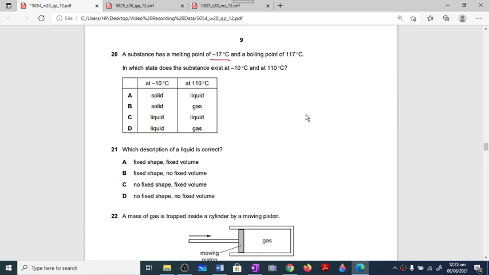The melting point is minus 17. It means that if the temperature becomes minus 15, it will start to melt, because minus 15 degrees centigrade is the greater temperature. So it will be a liquid. So at a temperature greater than minus 17, the substance will be in the liquid form. And before 117 degrees centigrade, it will still be in liquid form, because at 110 it is still liquid, but at 117 the boiling will start. So the straightforward answer for question number 20 is option C.